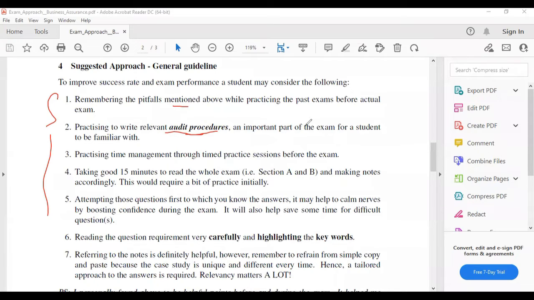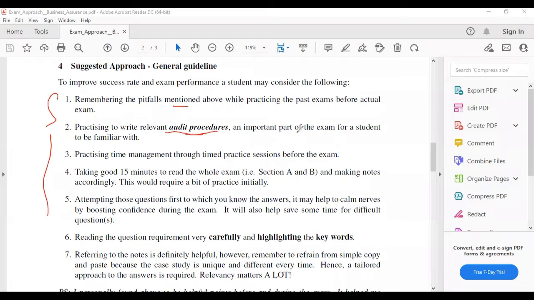This is a very crucial component, because the exam is going to ask you for several different audit procedures at different levels. Audit procedures can come at audit planning level, audit procedures can come at audit completion level, and they will be throughout the audit, right?